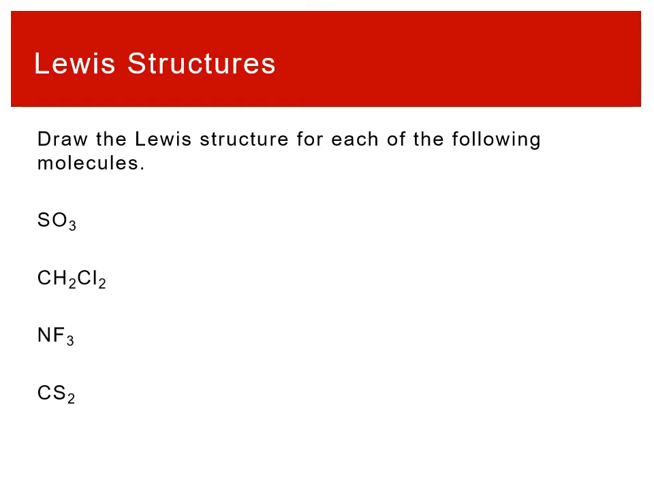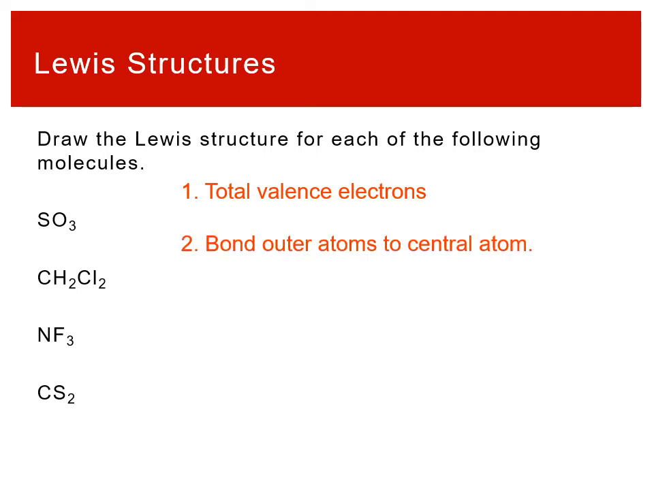I got SO3, CH2Cl2, NF3, CS2. So again, the overall approach is always to start by calculating the total valence electrons. This is why we've worked on valence electrons previously. This is going to be really important for determining how the bonds are going to form based on what you have and where they're going to go.